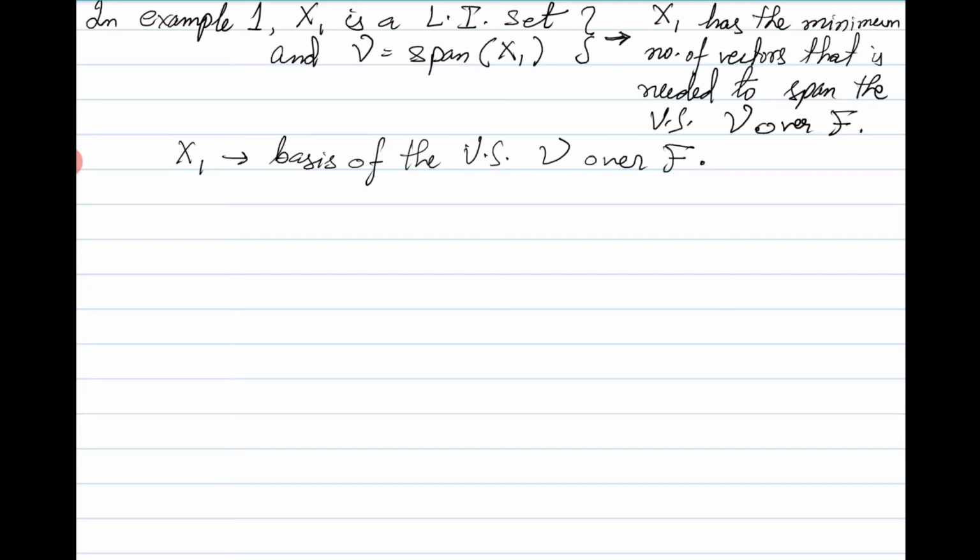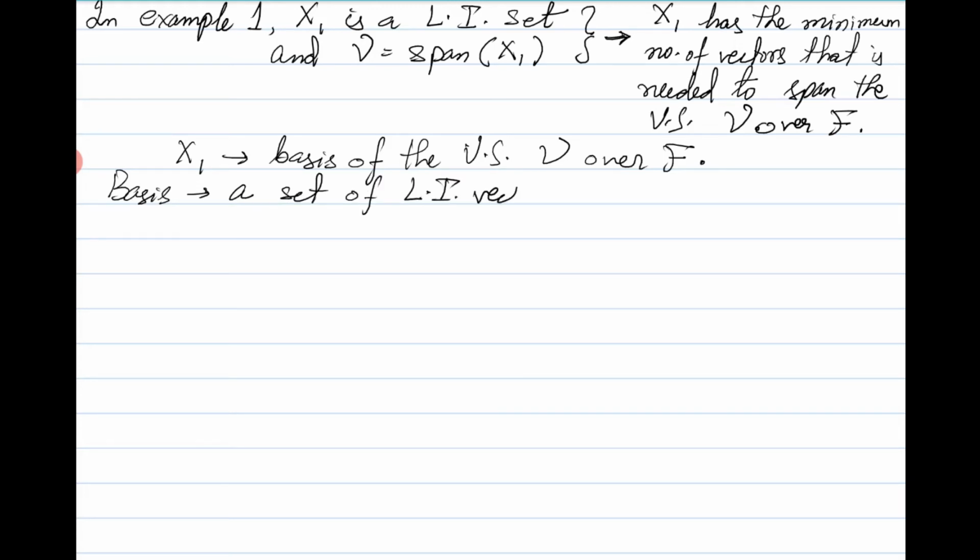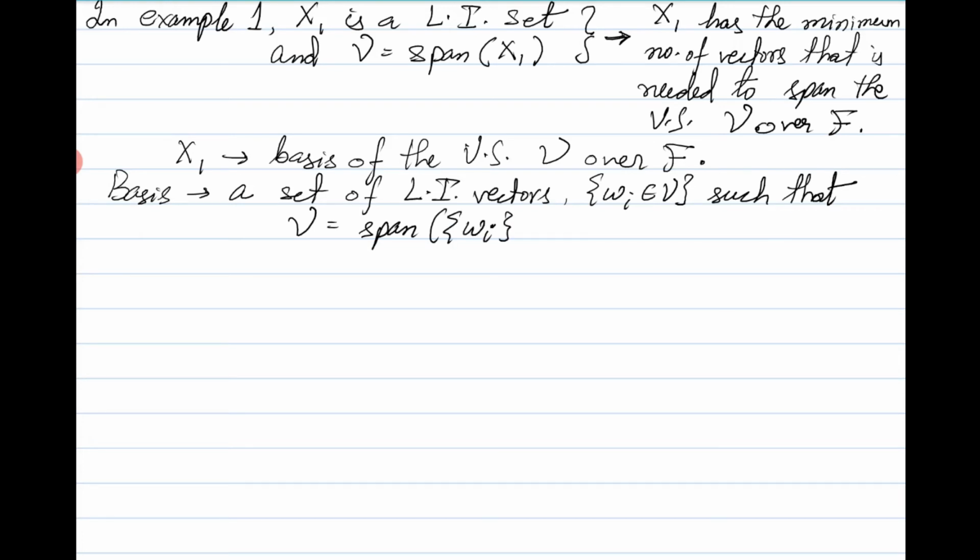Okay. So basis is what? A basis is a set of linearly independent vectors from the vector space V such that the vector space V is equal to the span of this set of vectors.